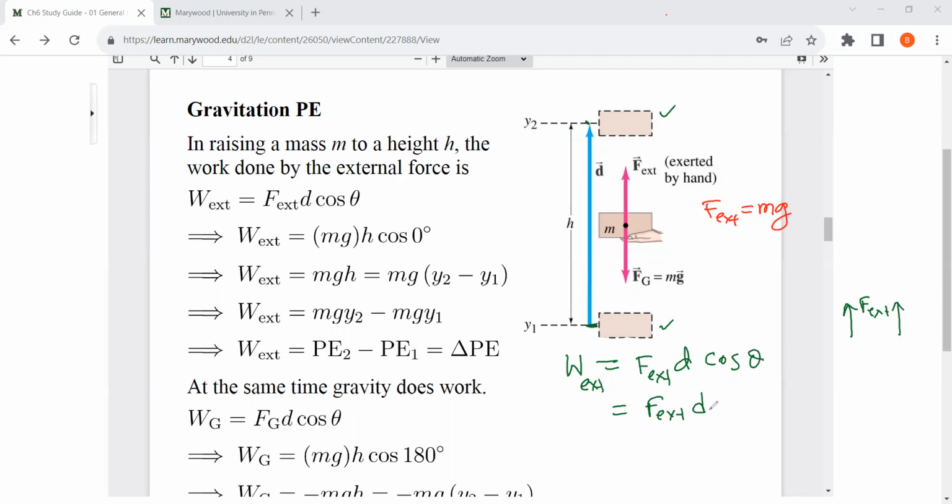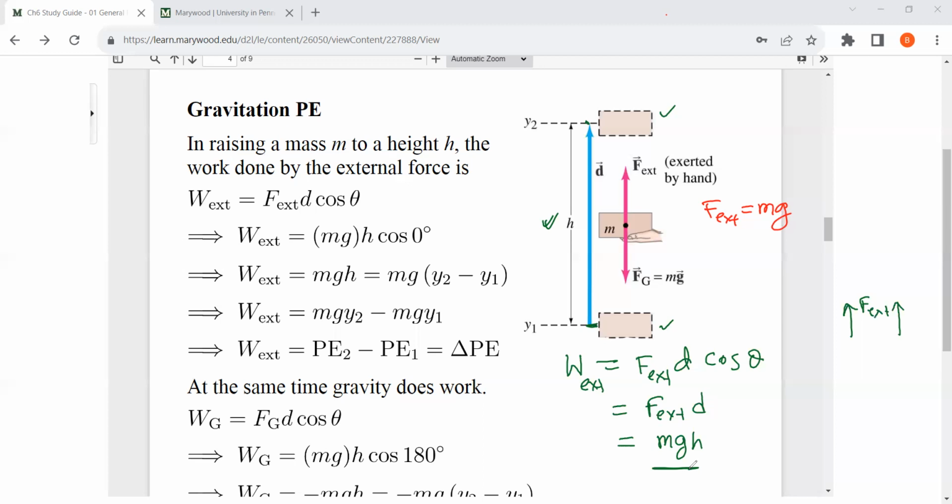Now what is F external? The minimum value of F external is mg, and d here is basically the height. Here you see we use h. Normally when it is a vertical displacement, we use height h. So the work done by the external force is mgh.